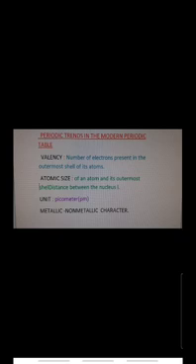Atomic size. The size of an atom is indicated by its radius. Atomic radius is the distance between the nucleus of the atom and its outermost shell. The unit for atomic radius is the picometer, and it is smaller than the nanometer.